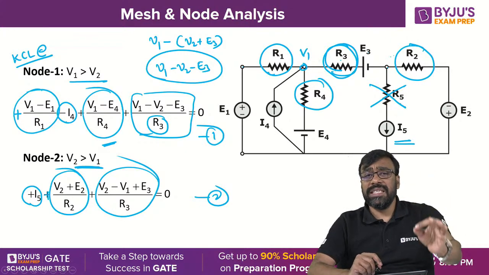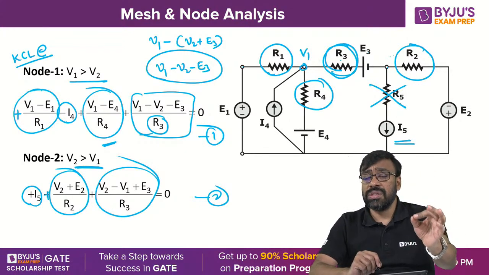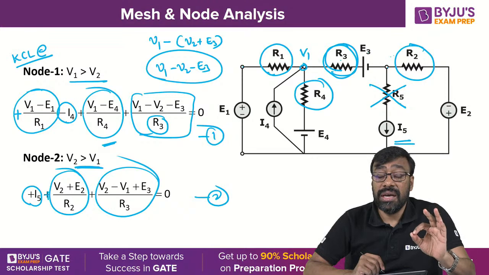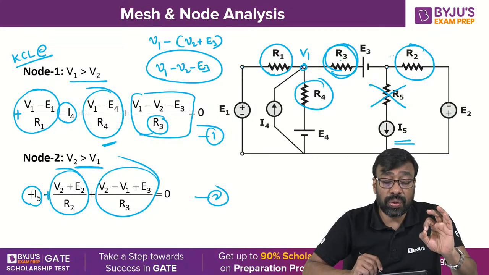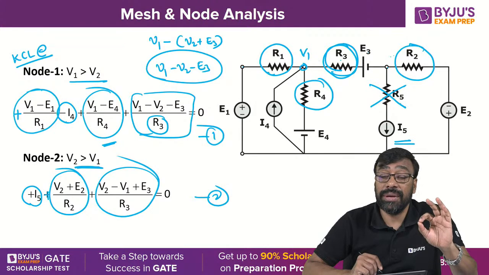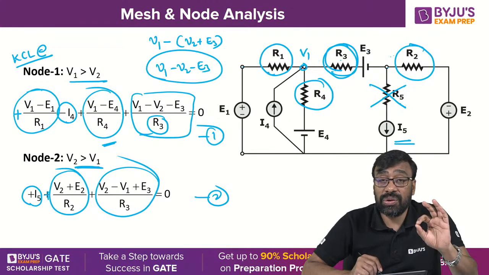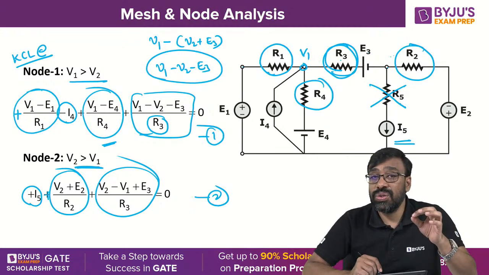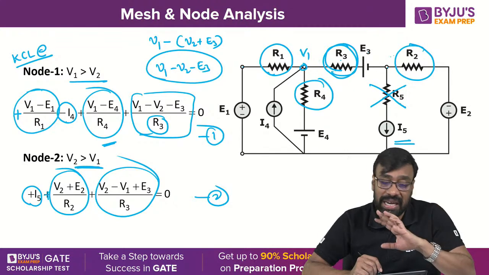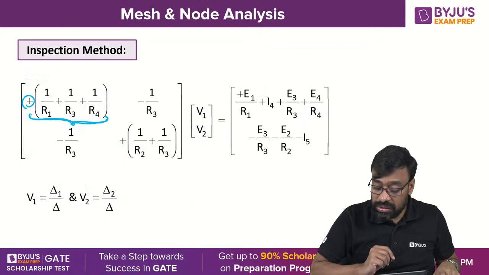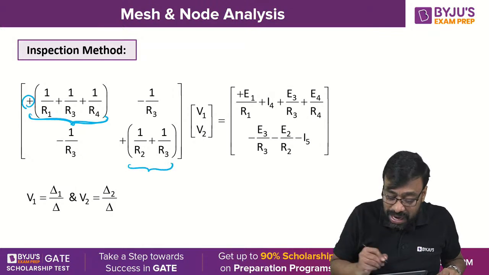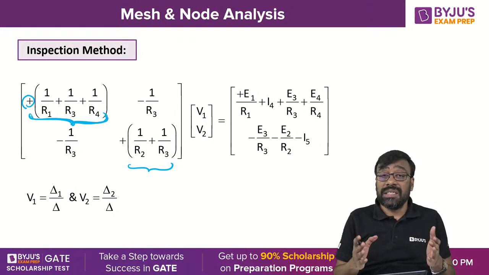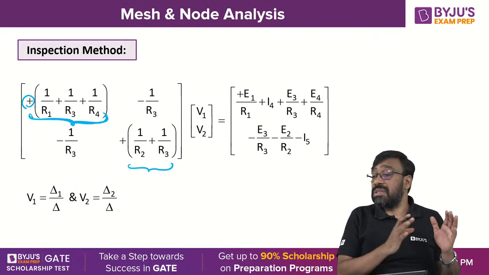Any element in series with an ideal current source can be neglected. Because irrespective of the value of that particular element, it will always carry the current source value only. That is why we can neglect it. Okay, so that is why you see 1 by R2 plus 1 by R3 here, and 1 by R1 plus 1 by R3 plus 1 by R4 there, because I am dealing with conductances. Conductance is nothing but the reciprocal of resistance.